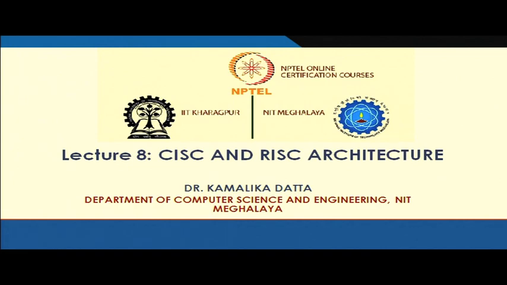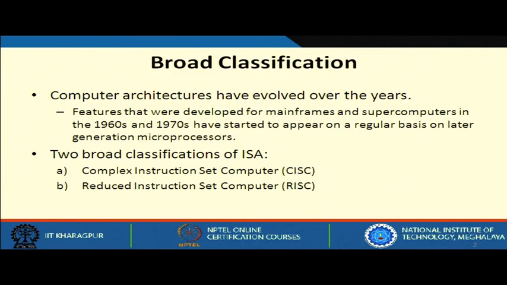So, till now we have seen how an instruction gets executed, what kind of instruction format is available, and what kind of addressing modes are used. So, now we will be looking into that architecture where we can divide those sets into some groups, that is RISC and CISC architecture. So, these are broad classifications.